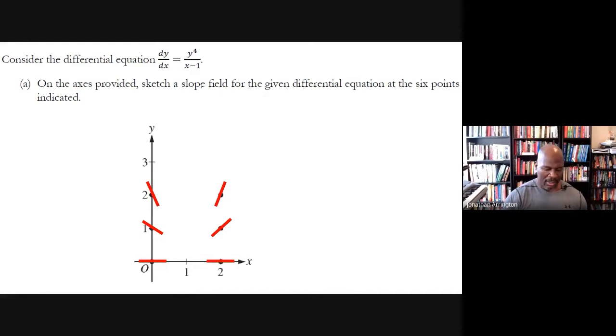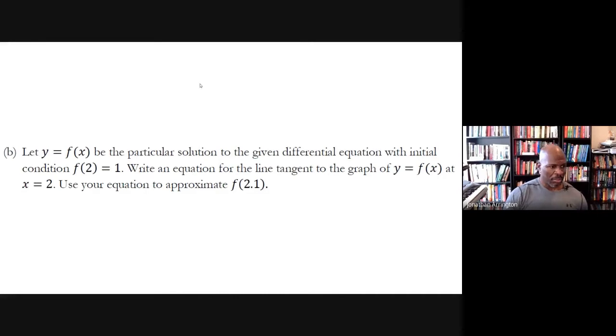All right, let's look at our next example, the next problem rather. So in the next problem, it says let y equal f of x be the particular solution to the given differential equation with initial condition f of 2 equals 1. Write an equation for the line tangent to the graph of y equals f of x at x equals 2. Use your equation to approximate f of 2.1. So here they want us to do a tangent line equation and a tangent line approximation. So make sure you do both to get your full amount of points.